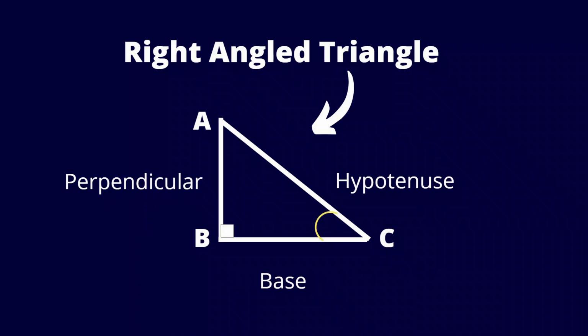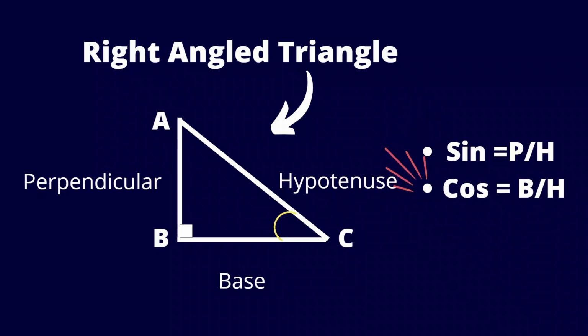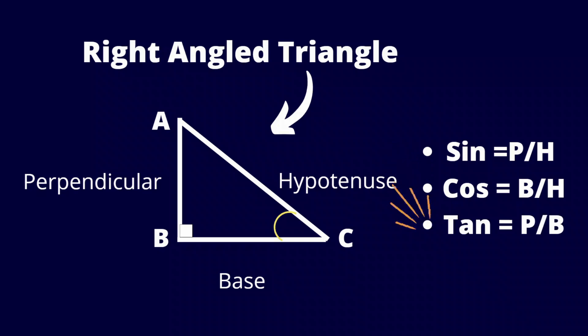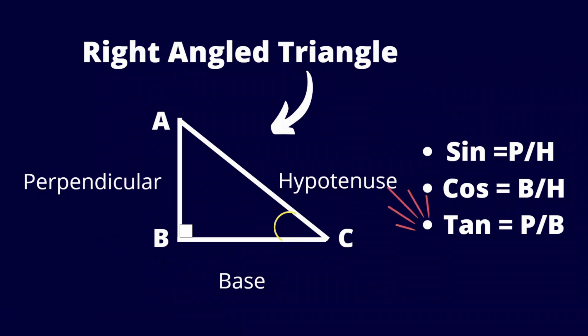Next, we have three important trigonometric ratios when it comes to right angle triangle. The first one is sine. You get sine by dividing P by H, which is basically perpendicular upon hypotenuse. The next one is cos. You get cos by dividing base upon hypotenuse. And the last one is tan. You get tan by dividing the perpendicular with base. So these ratios are very important. Should you memorize them? Yes. And if you want to take a moment to pause the video, feel free to do that.